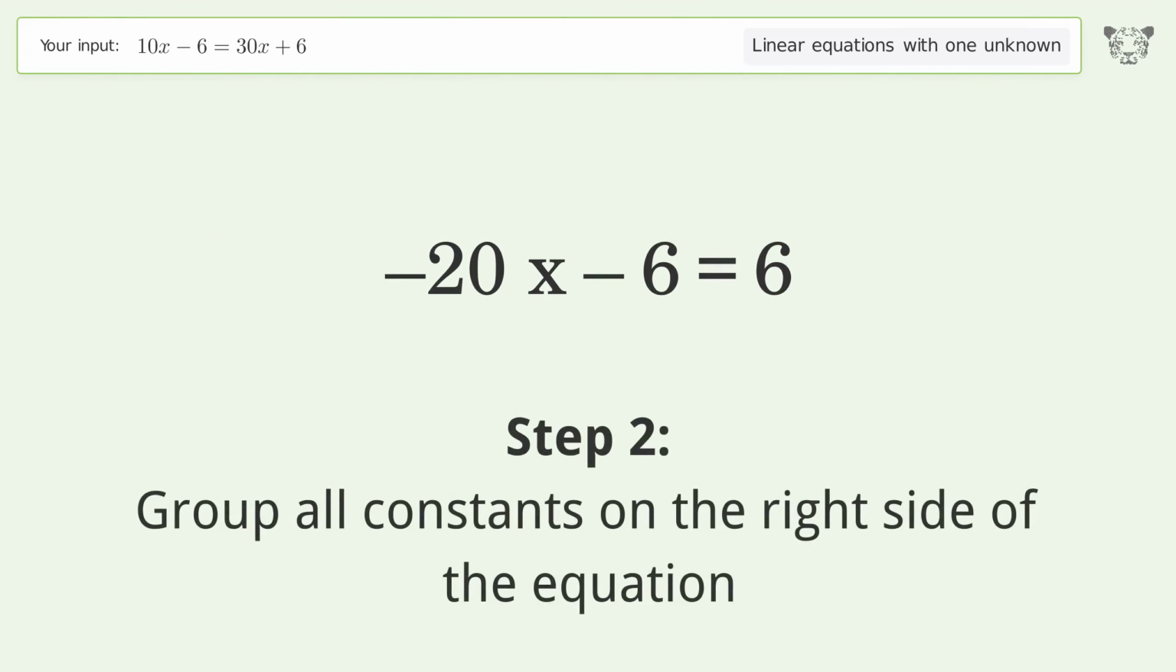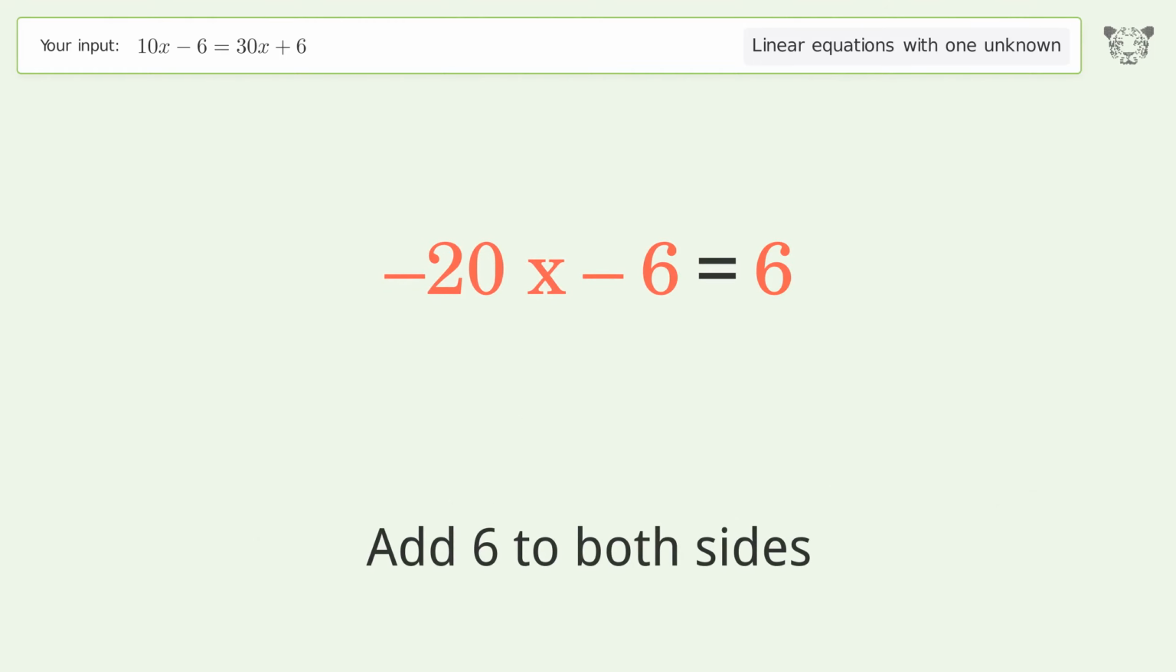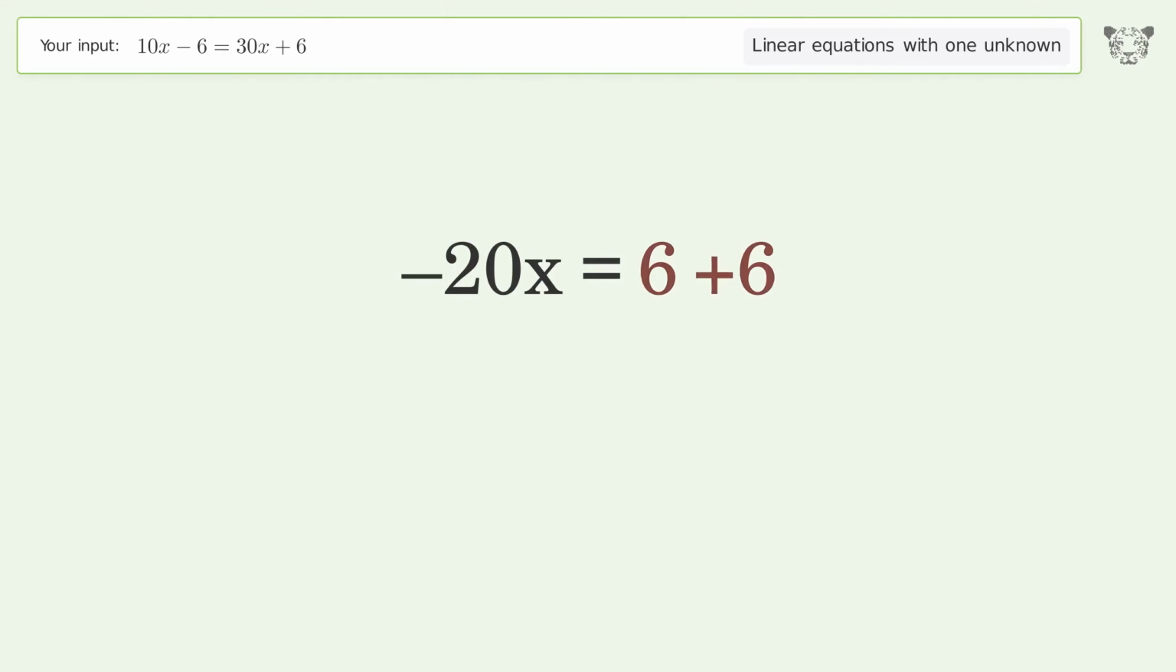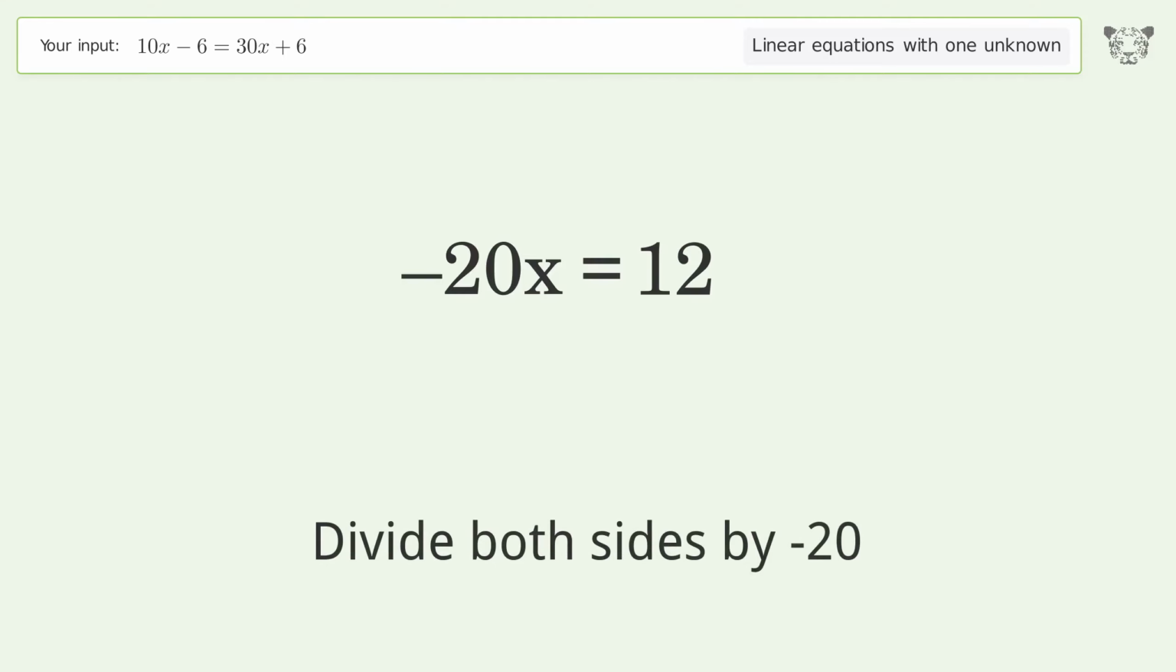Group all constants on the right side of the equation. Add 6 to both sides. Simplify the arithmetic. Isolate the x. Divide both sides by -20.